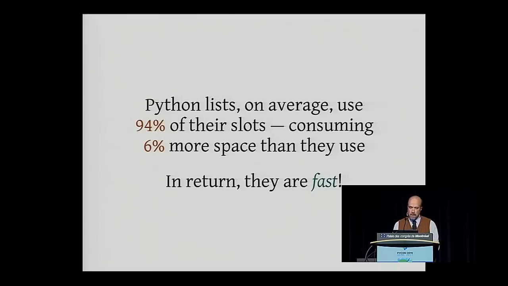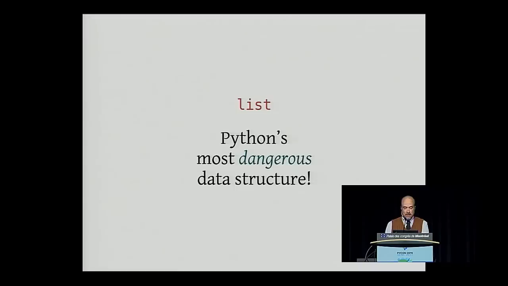Python lists, I did a little measuring, on average use about 94% of their slots, so they're consuming 6% more space in order to be very, very fast, what we call linear time in computer science.